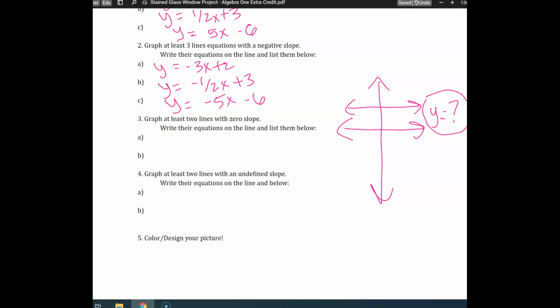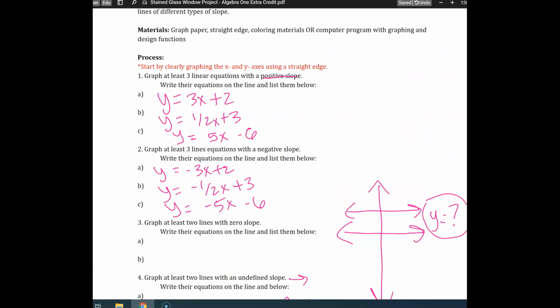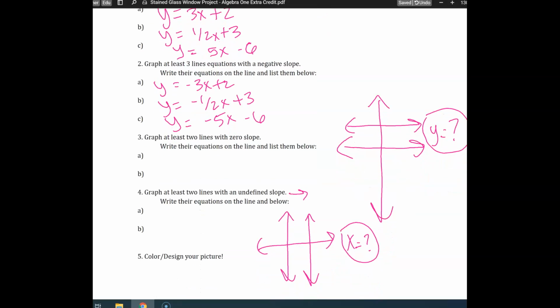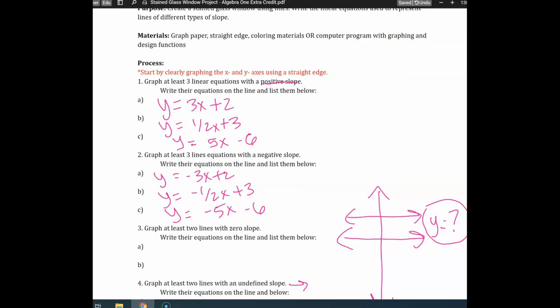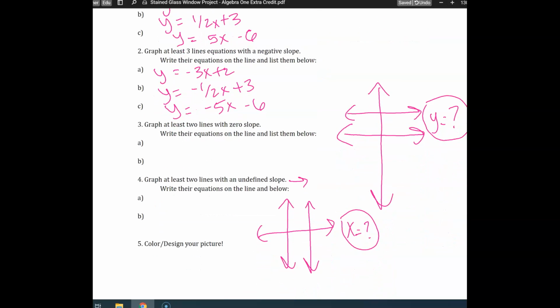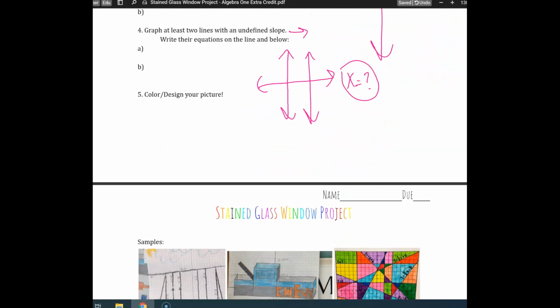And it says graph at least 2 lines with an undefined slope. That would be when you're looking at your graph, a vertical line where all of your x values are equal to something. So that would be one where you want to list 2 of those as well. Then you want to color and design your picture. So really all we're talking about here is a total of 10 lines to graph. You've got 3 that have a positive slope, 3 that have a negative slope, 2 of those 0 slope lines, and 2 of those lines with an undefined slope.